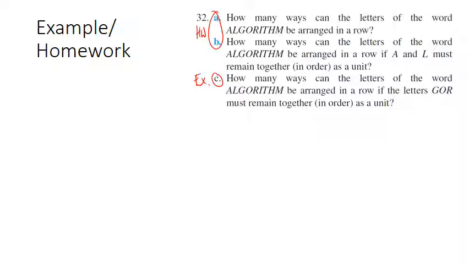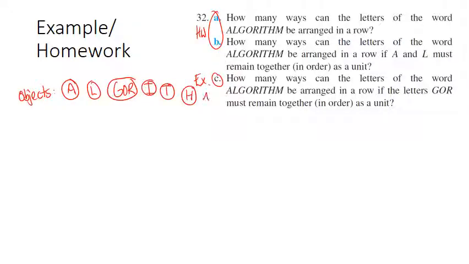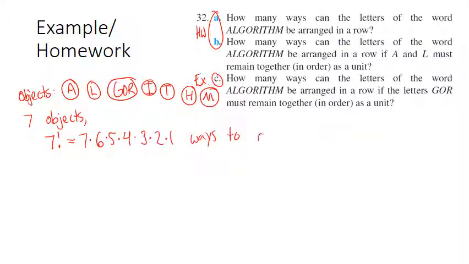So the way you want to think of it is, think of the objects that you're arranging. So here are the objects. Let me draw you a little picture. You have the A, and then you have the L. Just imagine you've gotten them written on cards or something. And then you have GOR, and that is all one object. And then you have your I, you have your T, you have your H, and you have your M. So you've got all these objects, there's 7 of them, and then you're just going to arrange those in a row. So there are 7 objects, and there are going to be 7 factorial, which is 7 times 6 times 5 times 4 times 3 times 2 times 1 ways to order them.